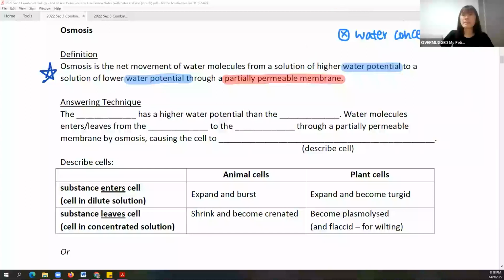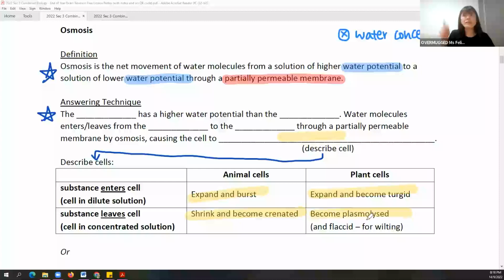Next is again the same thing. Whenever a question asks you to explain, for example for the potato cell, how come the potato cell changes in size, this is the template that you can use. Same thing, you fill in the blank according to the question. For the described cell, it will be over here, and you will write your answer as one of these four. This table is exactly the same as the diffusion one. So once you memorize it for diffusion, osmosis is the same.